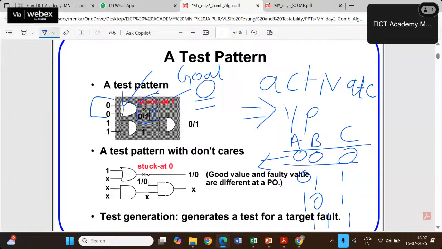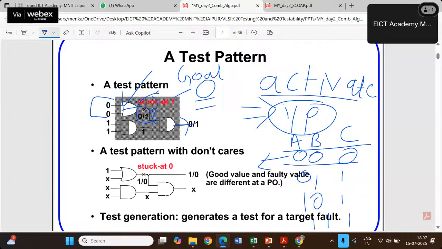In order to generate the test pattern, I need all the 4 inputs, right? So what is the next job? The first job is activating the fault, which means determining the inputs. I am not able to find out all the inputs yet. I have activated this fault, but now the next job is to propagate this fault. Propagation means we have to bring this fault to the output.